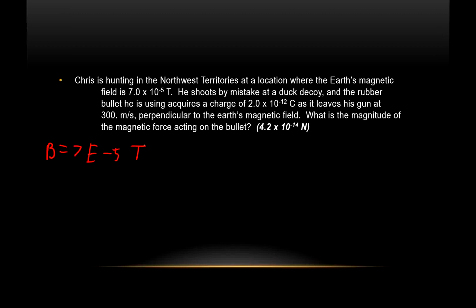Alright, we have that. So, he shoots by mistake a duck decoy, and his rubber bullet that he's using acquires a charge of 2 times 10 to the negative 12 coulombs. Alright, that's charge. I can write that down. Q equals 2e to the negative 12 coulombs. Alright, have that written down. And it leaves his gun with a velocity of 300 meters per second. Alright, and I want to find the magnitude of the magnetic force. That's an F.